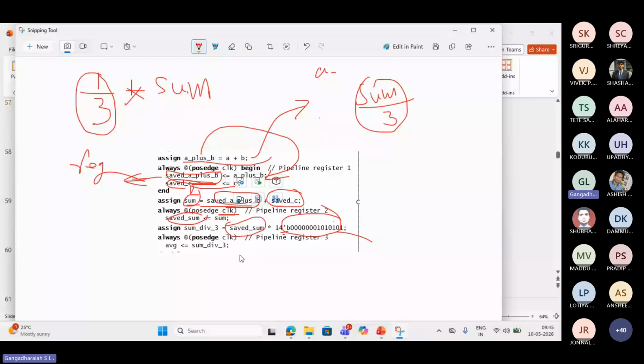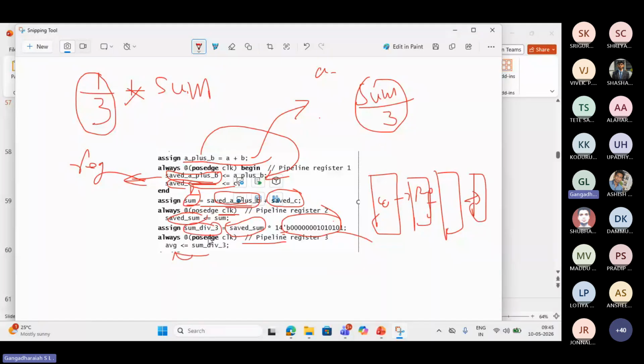And again, I go for another pipeline register. This is a combo logic, there is a pipeline register, again there is a combo logic, there is a pipeline register. In between, I'm inserting all these registers. So this sum underscore div 3 is assigned to average. Okay, so you can do it in each and every clock cycle, so that you will have better throughput.